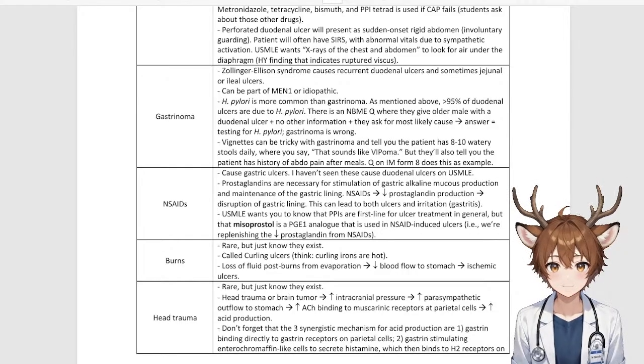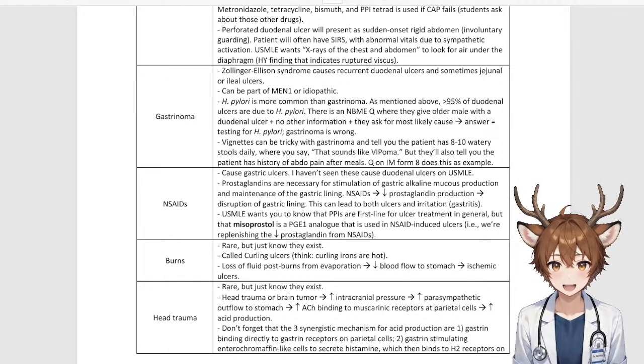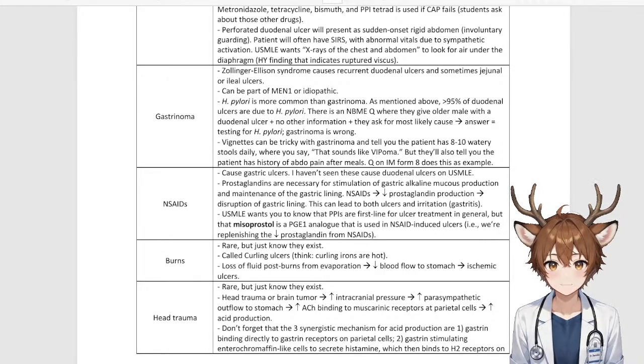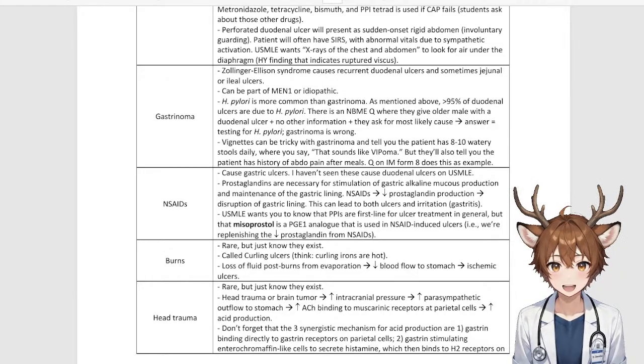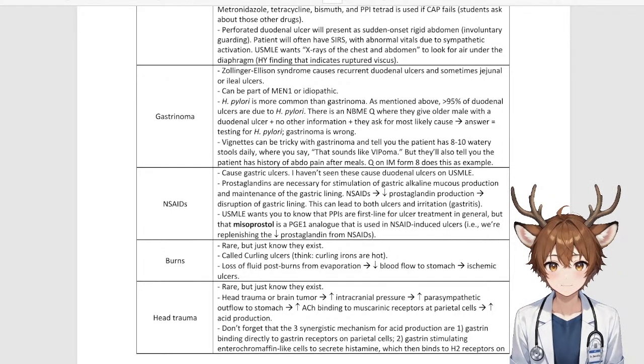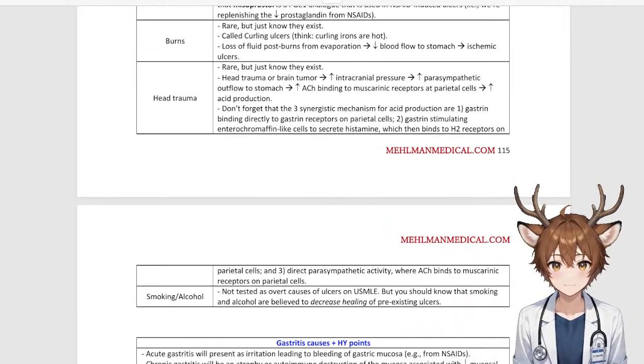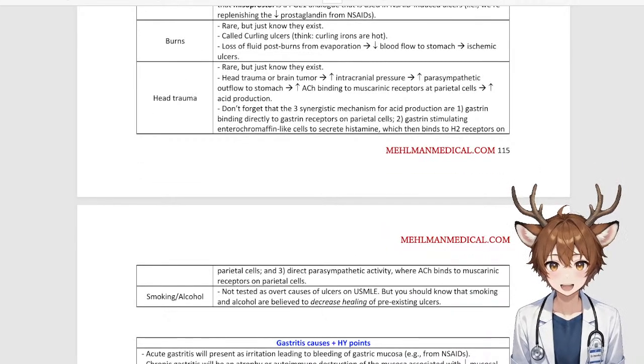Burns, rare, but just know they exist. Called Curling ulcers, think curling irons are hot. Loss of fluid post-burns from evaporation, leading to a decrease in blood flow to the stomach, leading to ischemic ulcers. Head trauma, rare, but just know they exist.